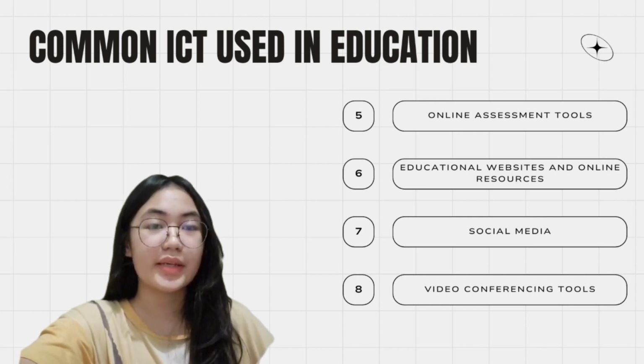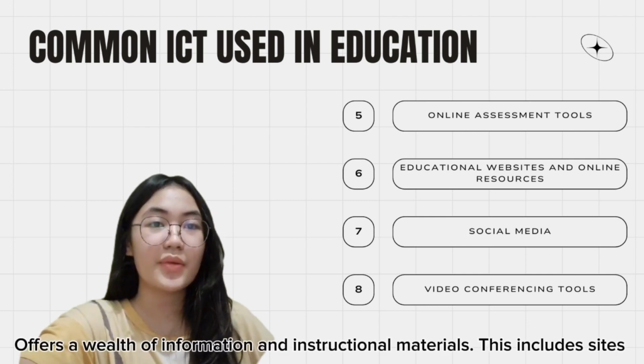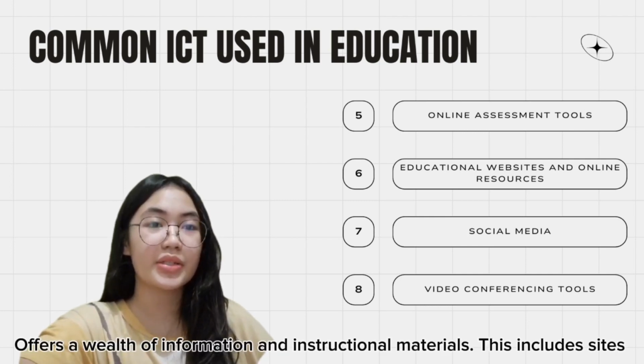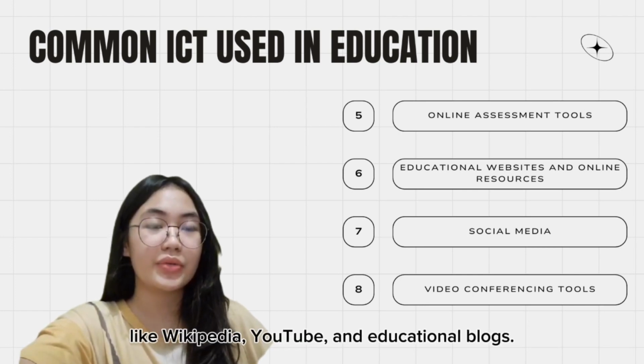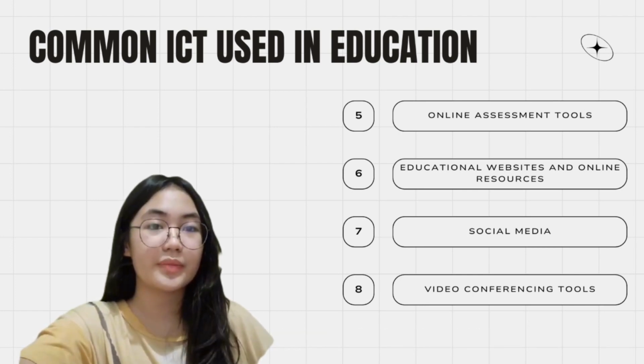Number 6. Educational websites and online resources. It offers a wealth of information and instructional materials. This includes sites like Wikipedia, YouTube, and educational blogs.